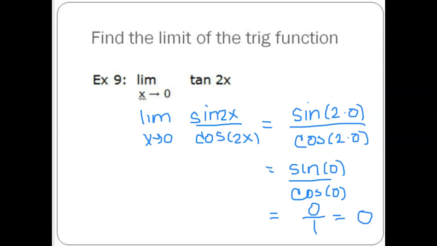So there's our little trig review of limits. Now what we want to do is take that review and accelerate it to look at derivatives.